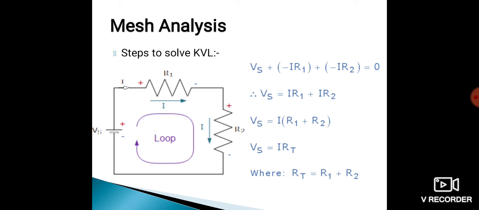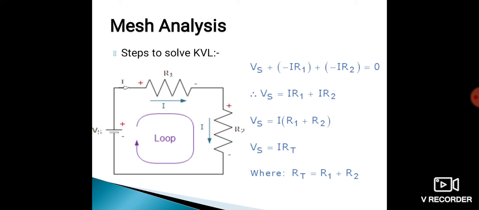In the R1 resistance, current is leaving from the negative side, so I into R1 is written as minus I into R1. In R2 also, current is leaving from the negative side, hence I into R2 is also written in negative. Now these both negative terms, I into R1 and I into R2, are taken to the right hand side, so that negative becomes positive. Therefore we have the second line, Vs is equal to I into R1 plus I into R2.